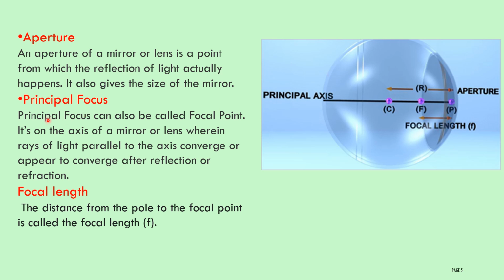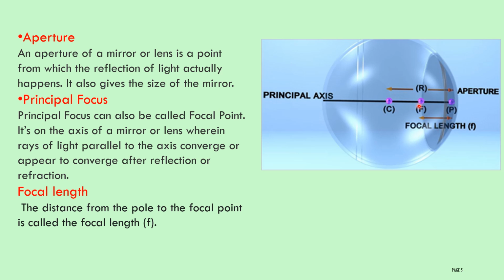The next one is principal focus. Principal focus can also be called focal point. This is the principal focus or focus point. It is on the axis of a mirror or a lens where the rays of light parallel to the axis converge or appear to converge after reflection or refraction. Principal focus is the point where the parallel beam of light, after falling on the curvature or the reflecting surface and reflecting or refracting, will converge. Converge means they will meet at a single point. That point we will call the principal focus.